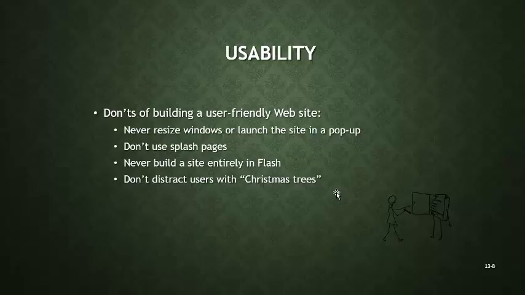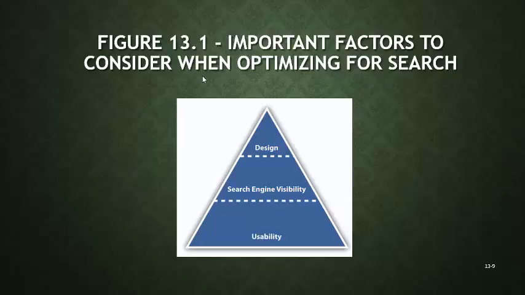The last thing that it talks about is you want to avoid things like Christmas trees. These are the flashing lights, changing colors, or sound that automatically pops up. They tend to just distract the user, and it makes it very annoying, and then the user will just move on and not engage with your site. The next thing you want to consider after you've thought about usability is your search engine visibility. So that's what we'll talk about next.